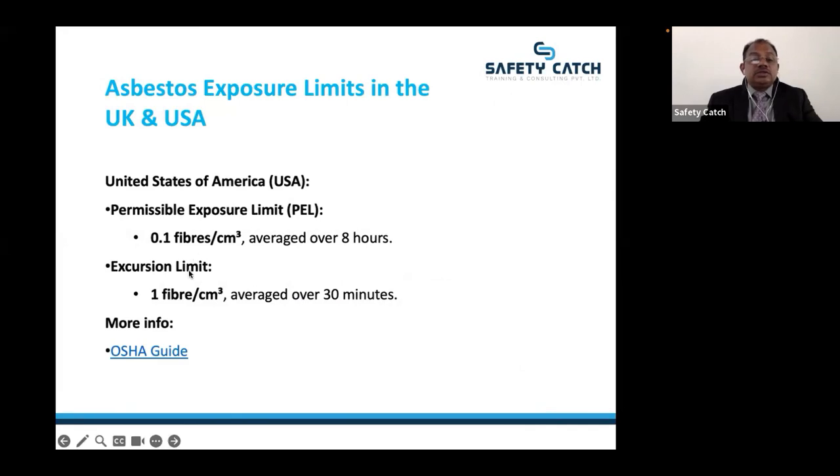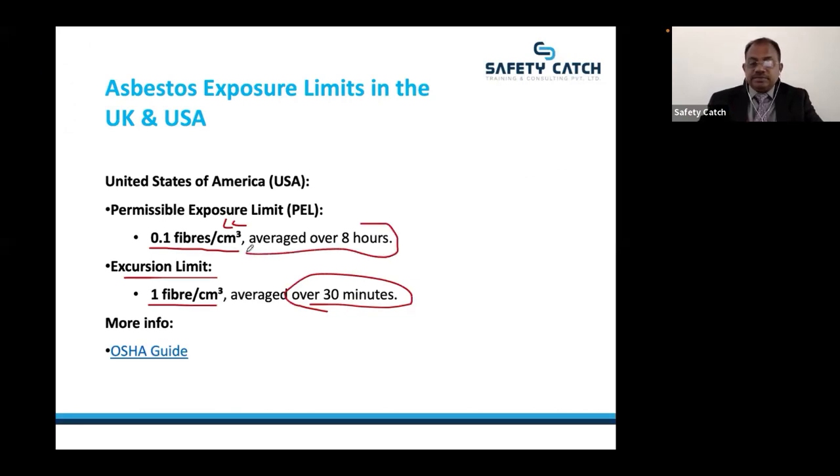Fiber per cc, I told you this. Cubic centimeter. So this is for asbestos, I think. Yes, asbestos. You can see here, the asbestos exposure limit. And as I told you, asbestos is always given in fibers per cc, cubic centimeter. It is 0.1 fiber per cc averaged over 8 hours. And the excursion limit, the maximum, is 1 fiber per cubic centimeter, averaged over 30 minutes. Beyond that, they cannot go.